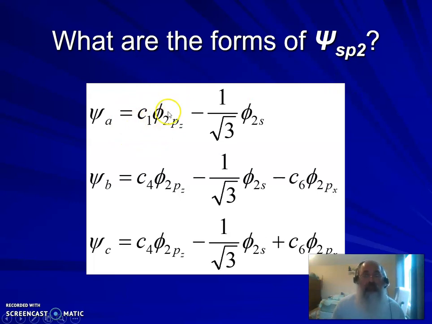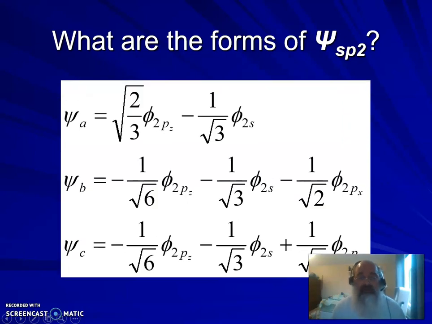And that forces C1, because it has to be normalized in this direction, C1 has to be the square root of 2/3. That way C1 squared would be 2/3, this one squared would be 1/3, and we'd get 1. And that forces each of the C4s to be square root of 1/6. And so we've just figured out what these hybridized orbitals are going to look like in terms of the atomic orbitals from which they are derived.